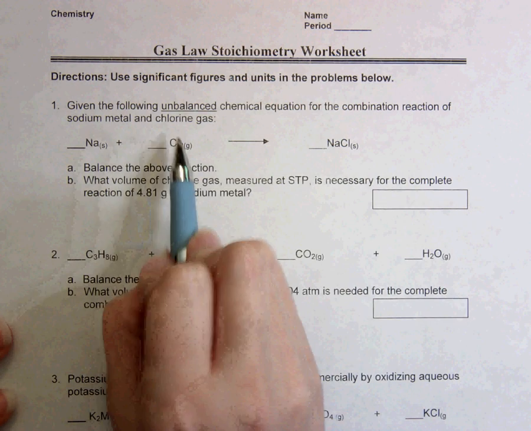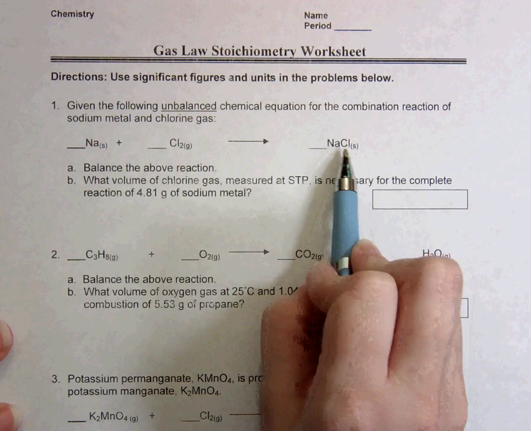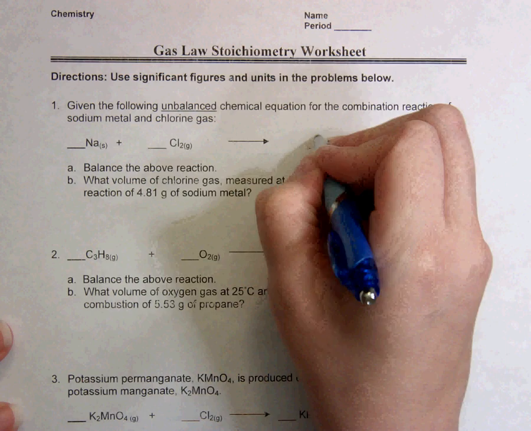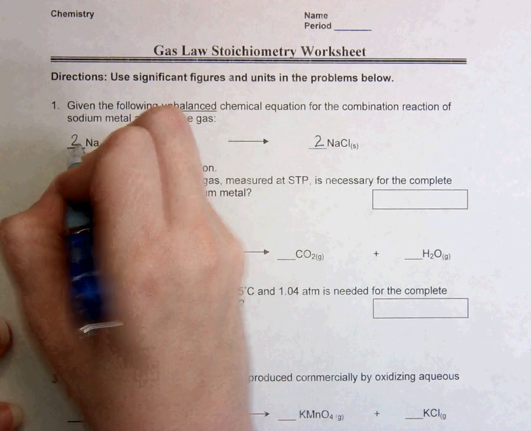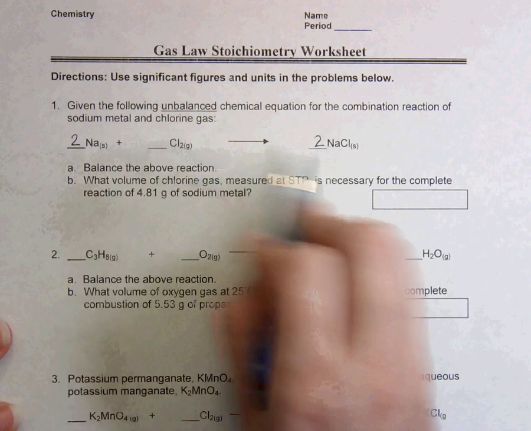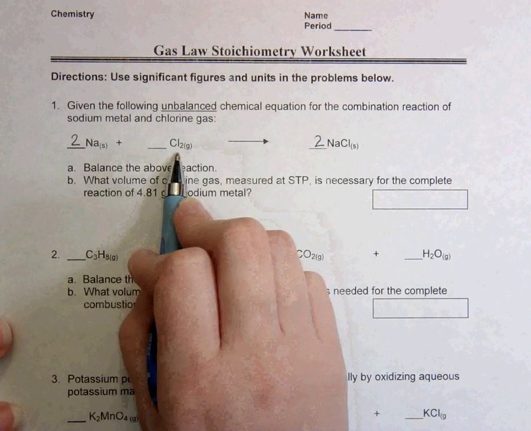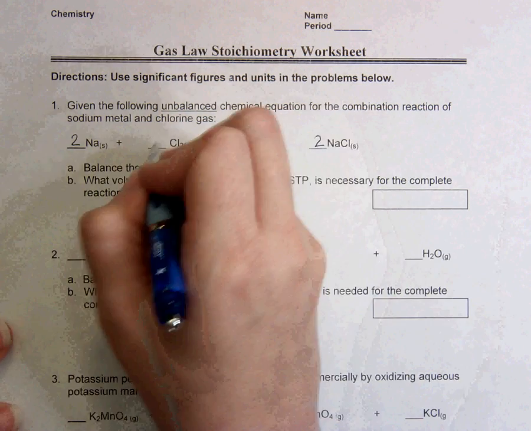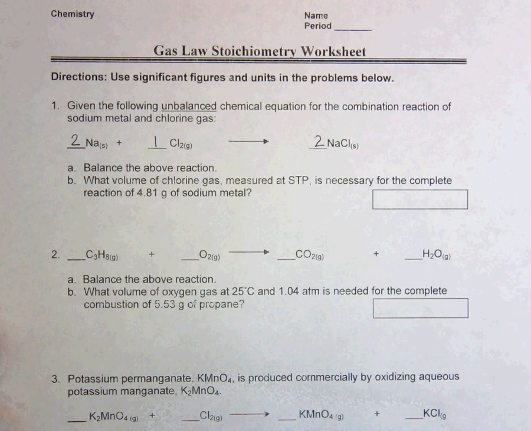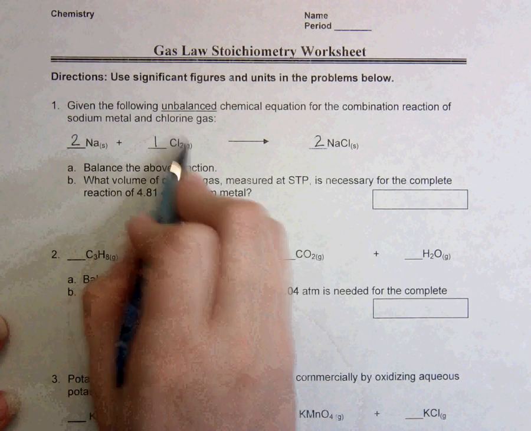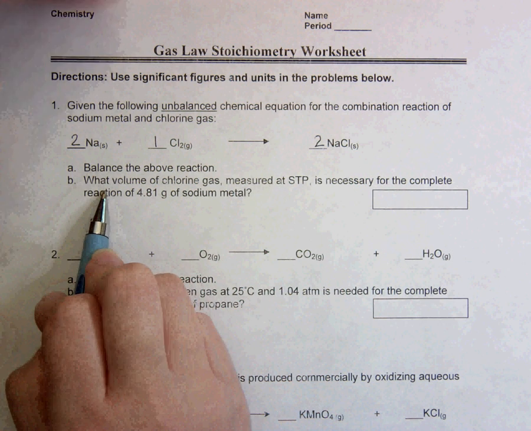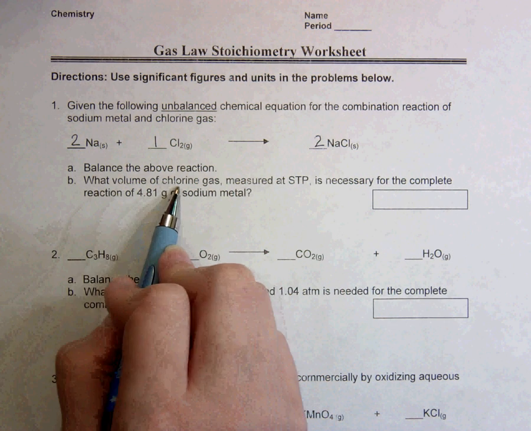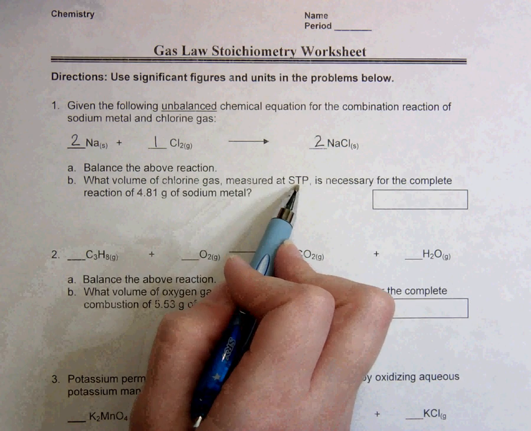I see here that I have two Cl's on the left, but I only have one Cl on the right, so I'm going to put a 2 here. That also gives me 2 Na's, so I need to put a 2 on the left, so I have 2 Na's on the left, 2 on the right, 2 Cl's on the left, and 2 on the right, which leaves me with a 1 in this blank, because I don't need to change how many Cl2s I have. So I've balanced it.